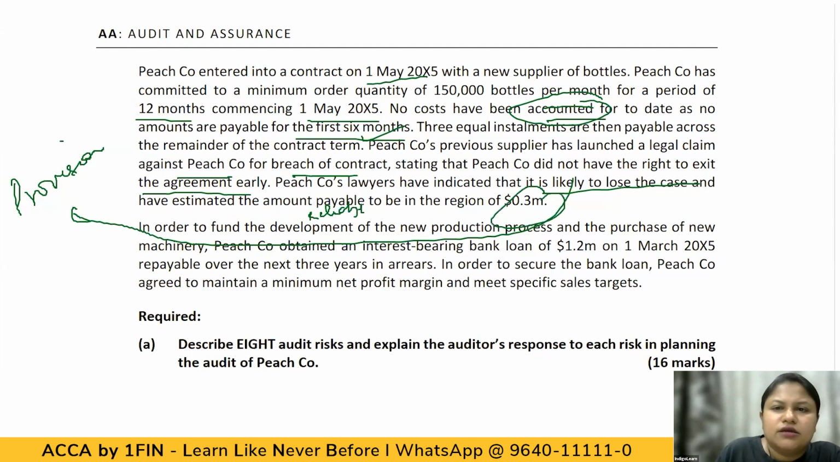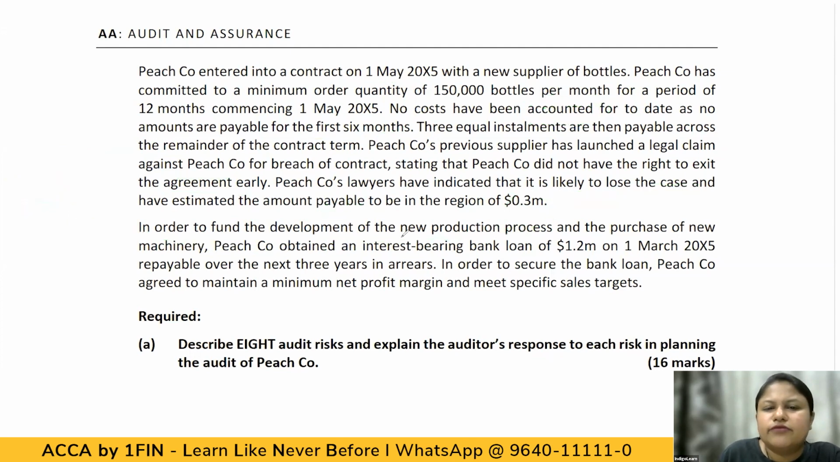Okay. Then, in order to fund the development of the new production process and the purchase of new machinery, Peach Company obtained an interest-bearing bank loan of $1.2 million on 1st of March 2015, repayable over the next 3 years in arrears. Okay. Then, in order to secure the bank loan, Peach Company agreed to maintain a minimum net profit margin and meet specific sales targets.